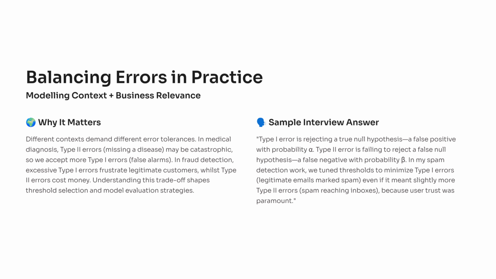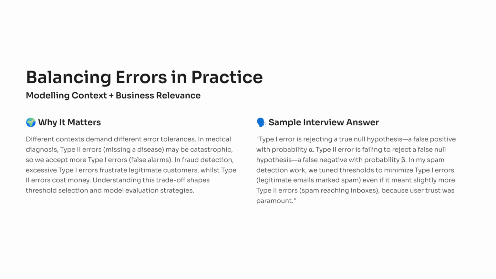But in fraud detection or spam filtering, the priorities flip. Too many false positives, flagging real transactions or emails as fraud, can frustrate users and damage trust. So in those cases, you tune your model to reduce type 1 errors, even if it means missing a few actual frauds. Here's how you could answer this in an interview.